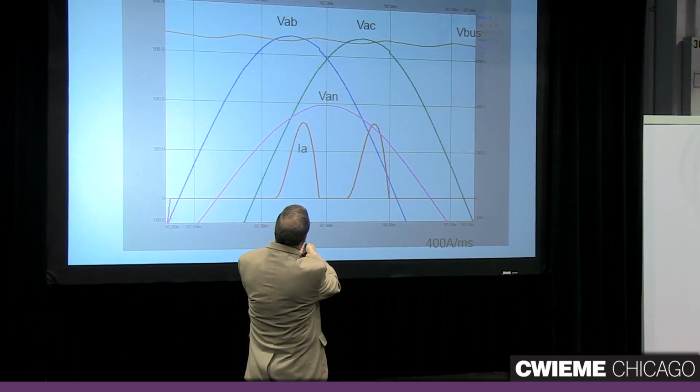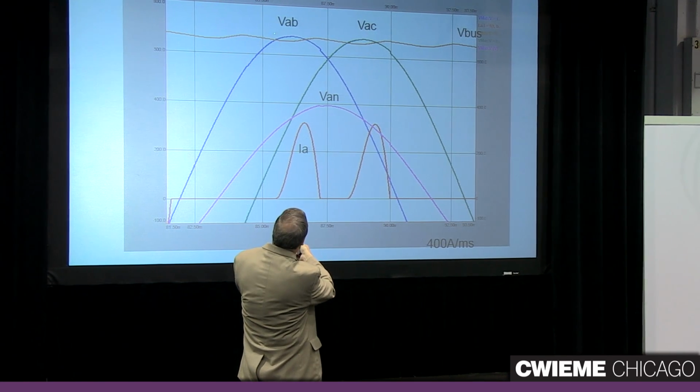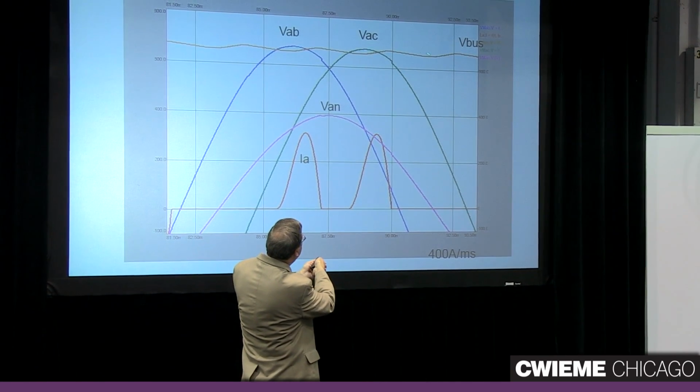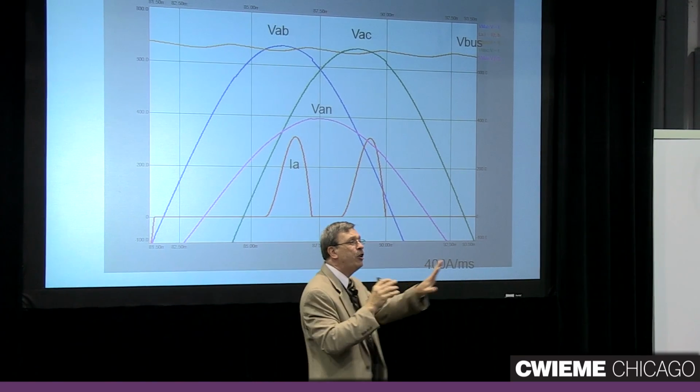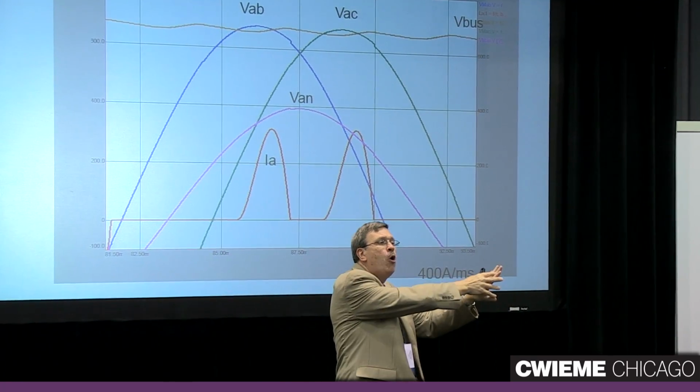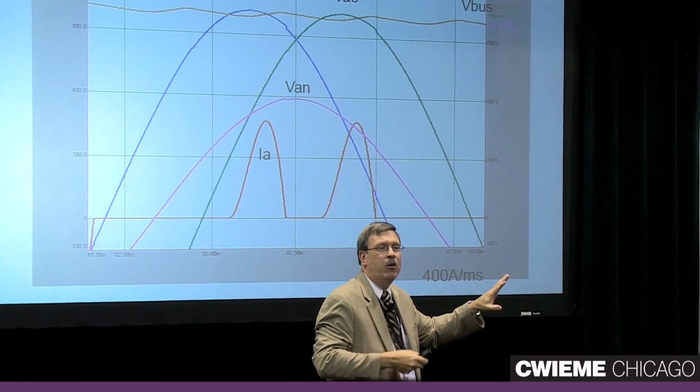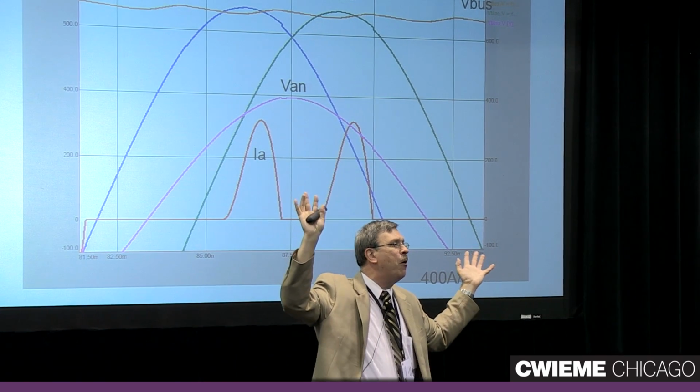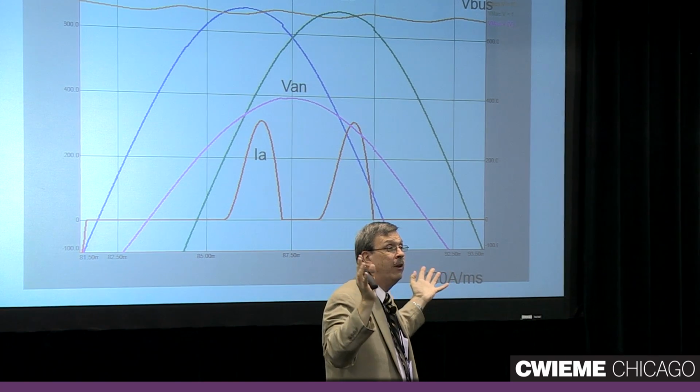And here's the line-to-line voltage from phase A to C. And only when that's exceeding our DC bus capacitor right here, that's when the diode is forward biased and current can flow into the capacitor. The rest of the time, the diode says, hey, you can't go. And so no current flows.